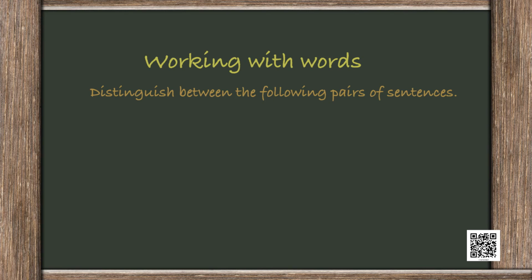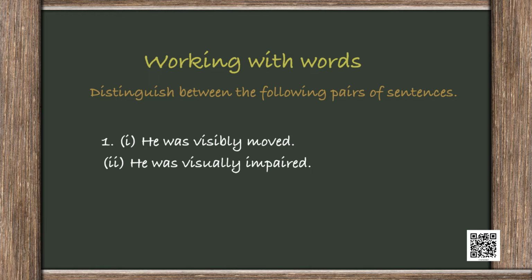So the next set we have is distinguishing between the following pairs of sentences. The first one: he was visibly moved, as opposed to he was visually impaired. Okay, so visibly versus visually. Visibly essentially means something that you can see. For example, he was visibly moved, as in touched or disturbed emotionally. So you could see a change of expression on somebody's face, which you visibly can see. Anything that you can see is visible, and that's where visibly comes in.